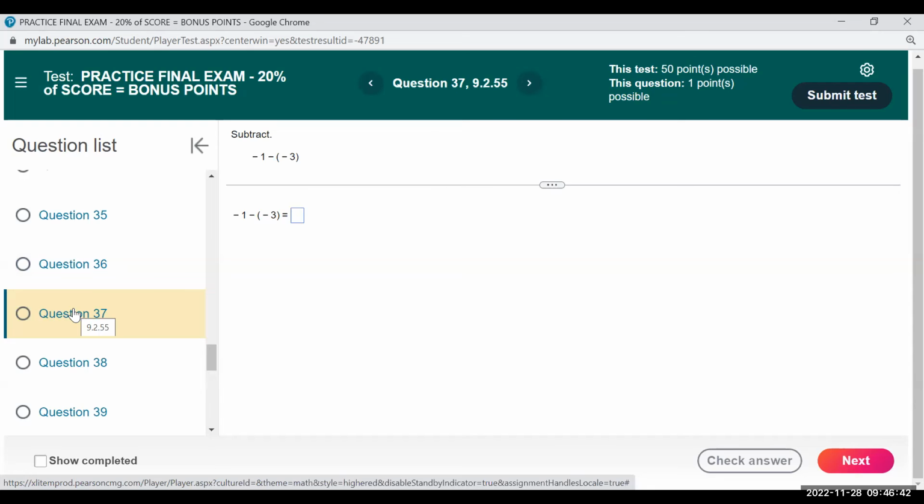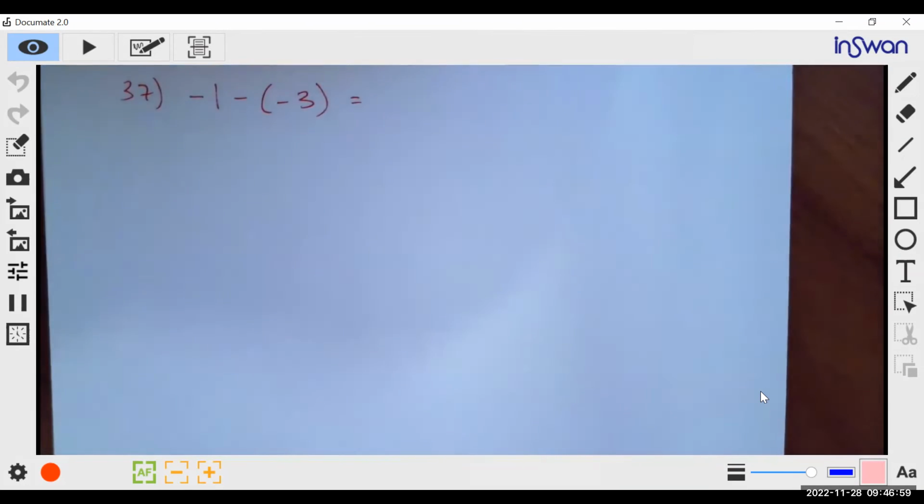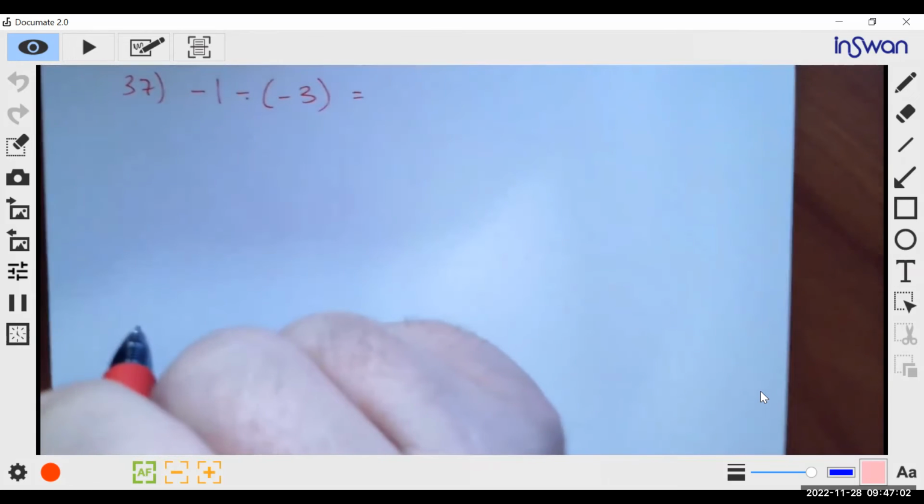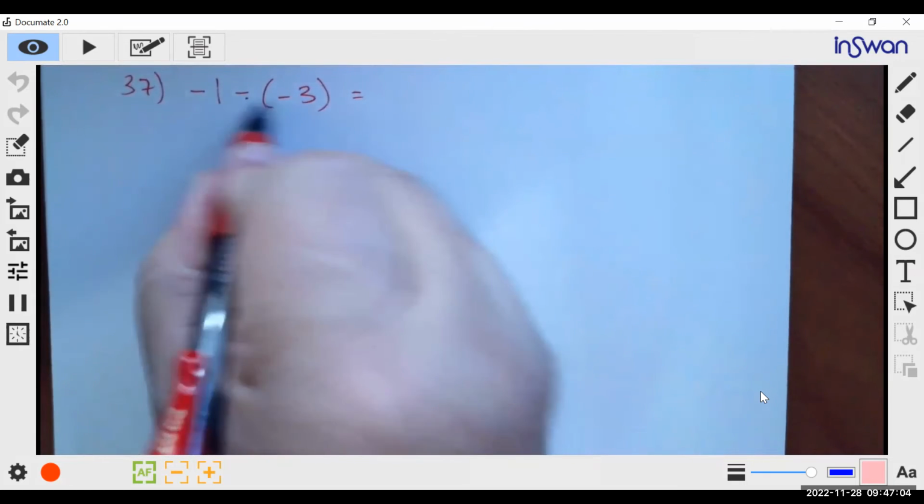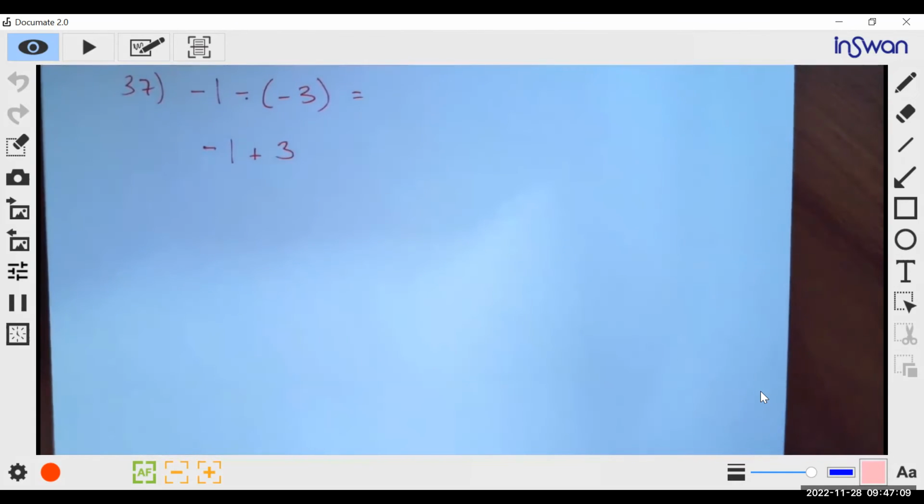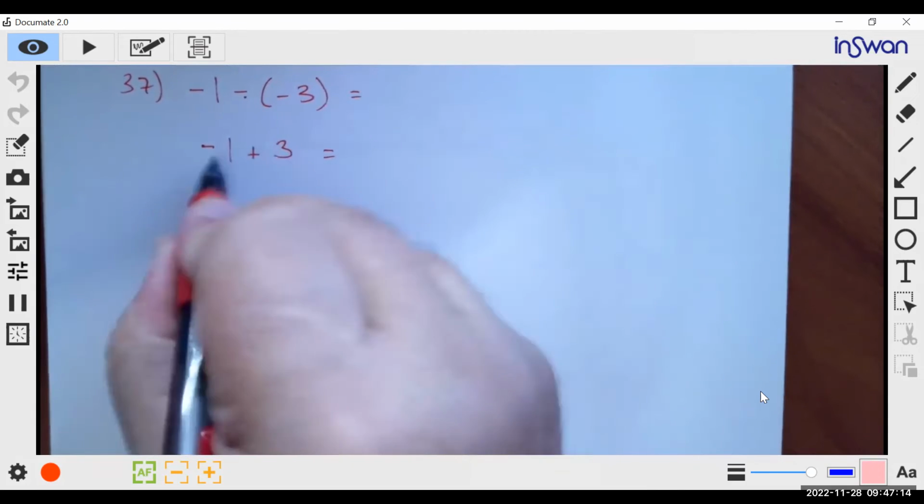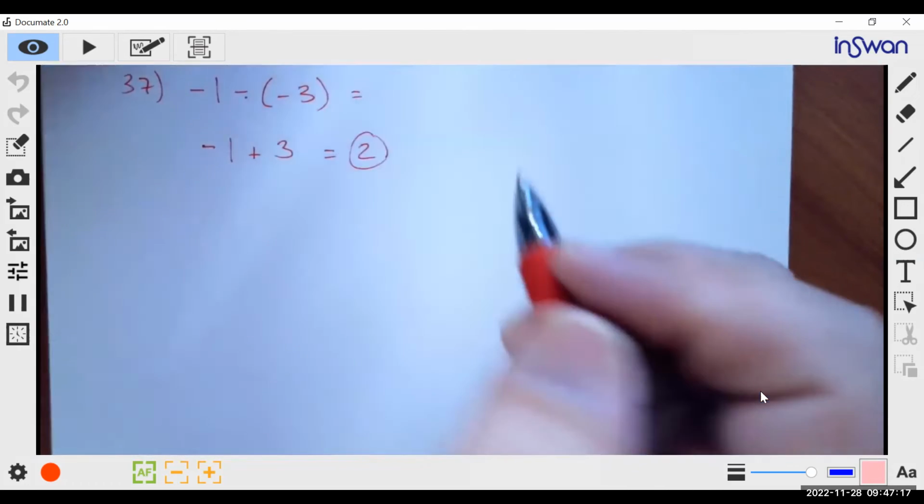Negative 1 minus negative 3. What's the first thing you have to do? You can't have two signs next to each other. Negative times negative is positive. Now we have opposite signs. 3 is bigger, so the answer is positive. 3 minus 1 is 2.